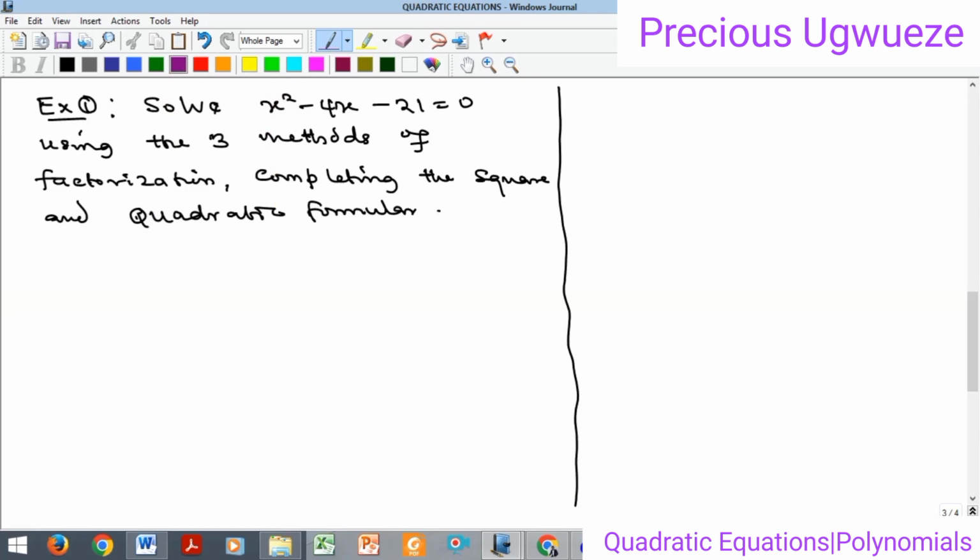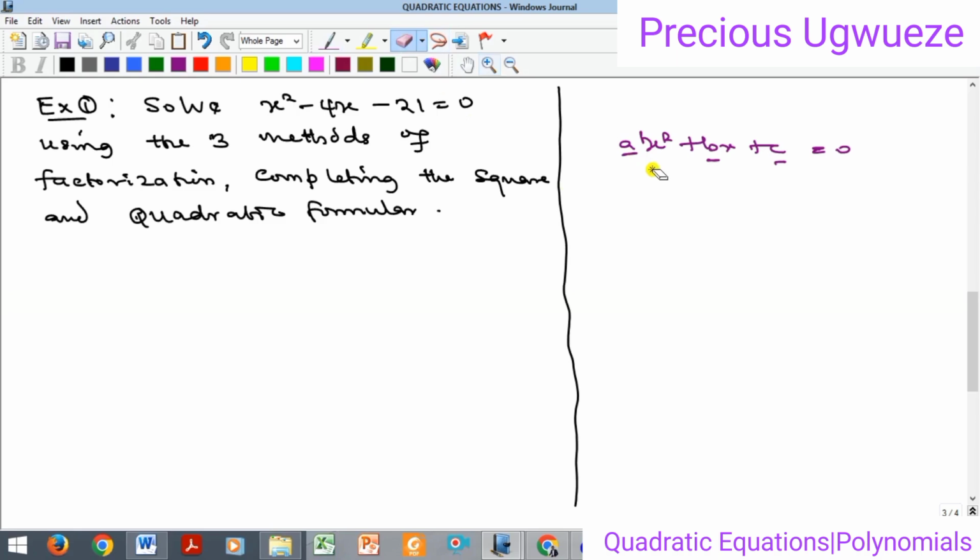Meanwhile, before we go on into this, remember we said that a quadratic equation is of the form ax squared plus bx plus c equal to 0. The a here is the coefficient of x squared. Whatever is the coefficient of x squared is your a, while the b is the coefficient of x and the c is the constant. The constant usually doesn't have x, or it has x to the power of 0. So for instance, in this case, our a here is 1, our b here is minus 4, and our c is minus 21. Please, it's important we note that.